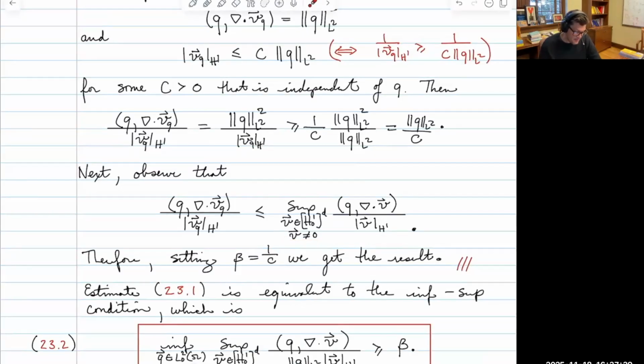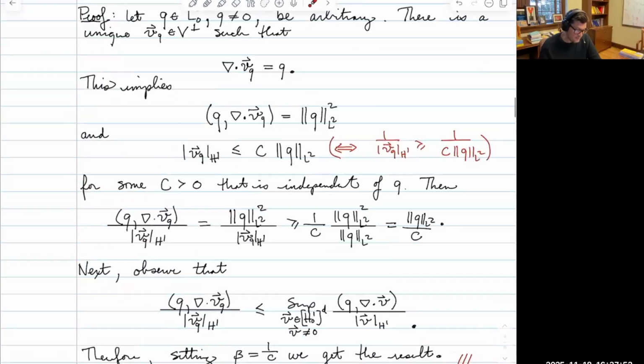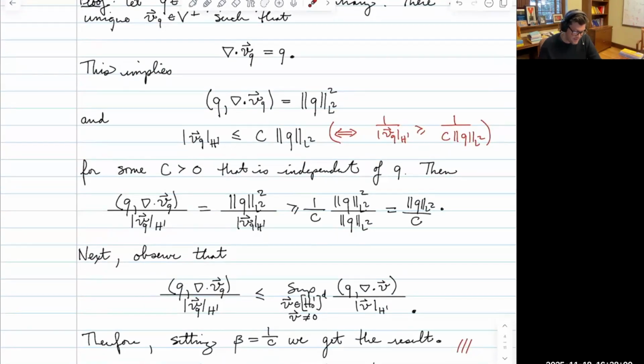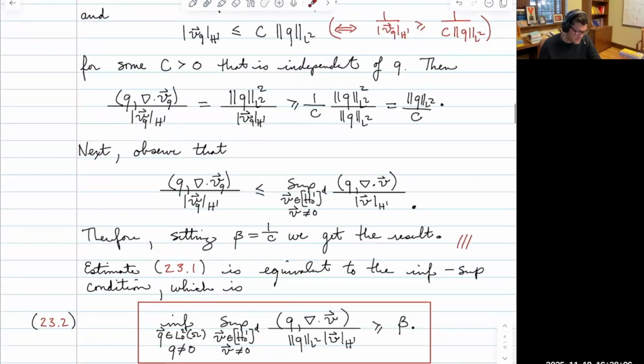All right, now just make the connection of the inequalities. So this object is greater or equal to this object, which is greater than or equal to this object. And now we have it, because what we wanted was something with the norm of Q over here times a constant. Do we have that? Yes, we have this constant here, which is 1 over C. So if we just take beta to be equal to 1 over C, we get the result that we were looking for. So that is this precursor for the Inf-Sup condition.